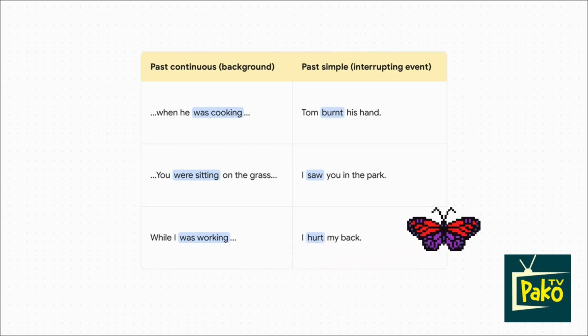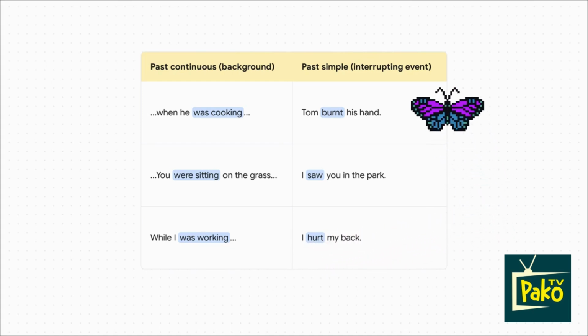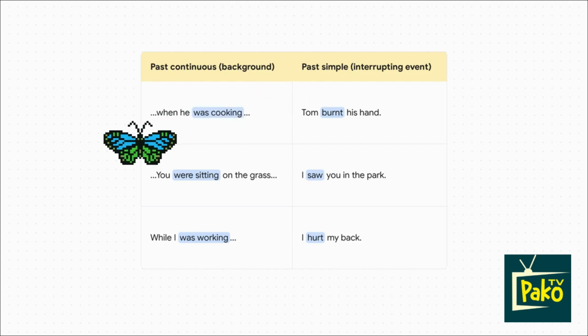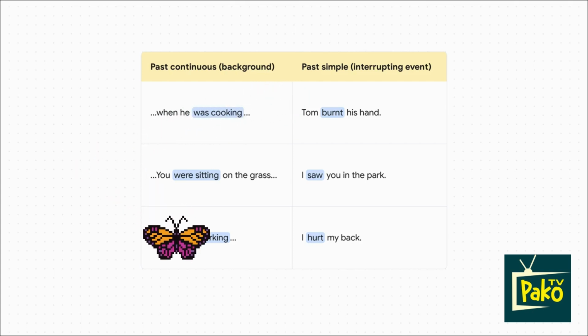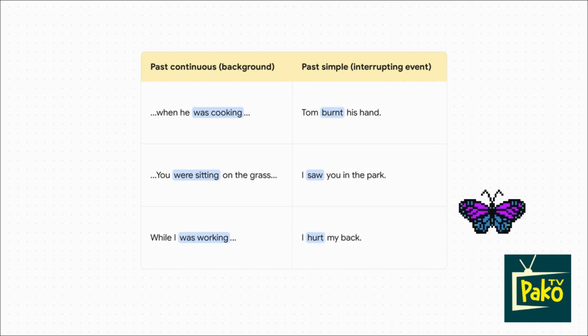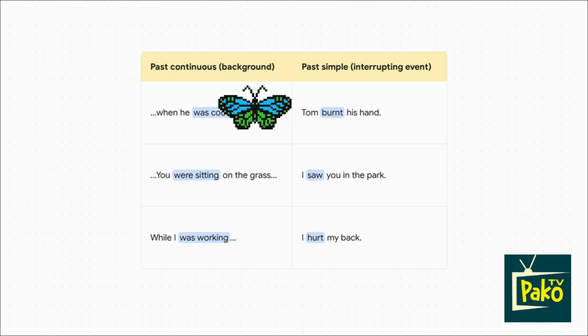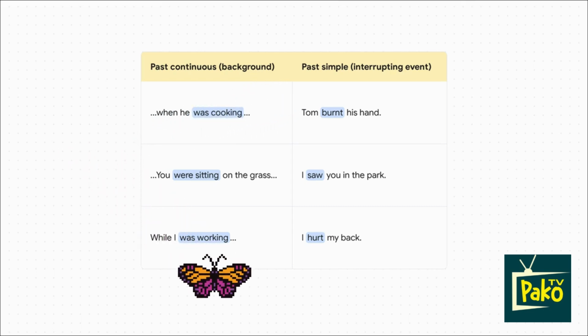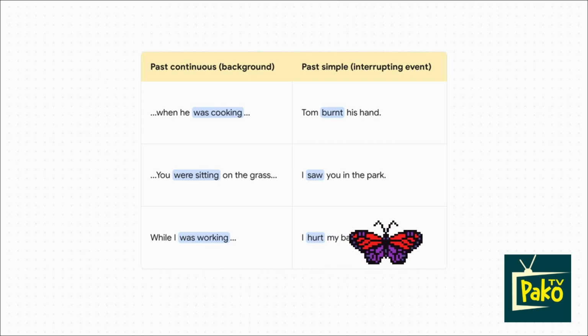You see this pattern play out all the time. Tom burnt his hand when he was cooking. The long background scene, the cooking. The short, sudden event that interrupts it, he burnt his hand. Or how about this? While I was working in the garden, I hurt my back. The long action is working. The short, painful event is hurting my back. The past continuous is always giving us that crucial context for the main event.